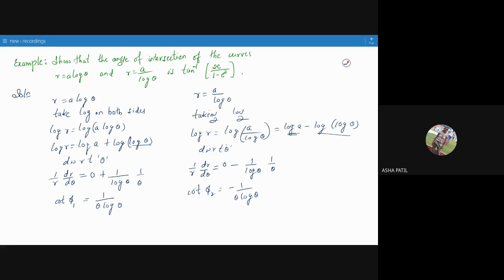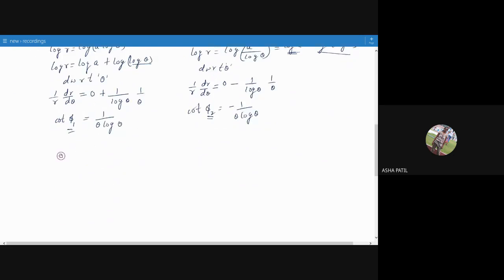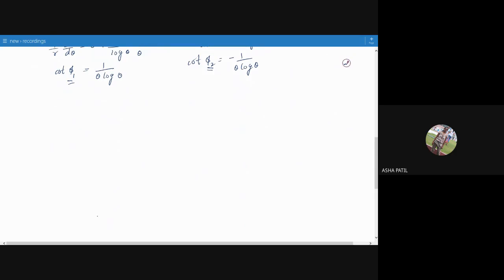Now I can see that the RHS of both cot phi 1 and cot phi 2 are not in terms of trigonometric ratios. Hence, we cannot evaluate phi 1 and phi 2 from this. So we go for considering the formula for tan of phi 1 minus phi 2. For that, let us write tan phi 1 by taking the reciprocal. Tan phi 1 is theta log theta, and for the second curve, tan phi 2 is minus theta log theta.